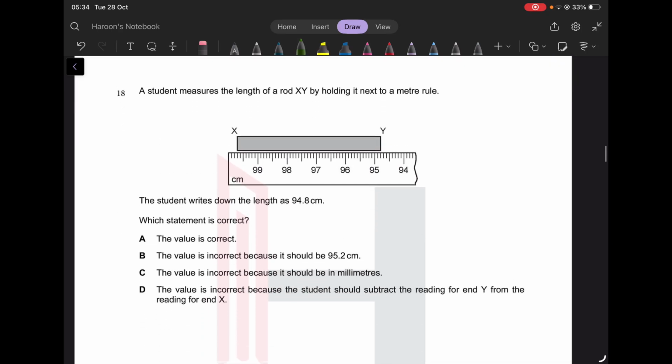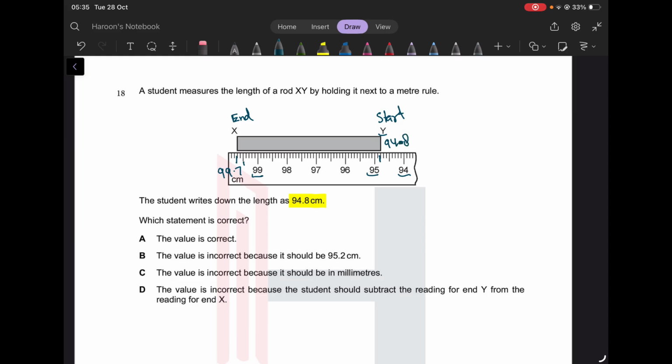Next, a student measures the length of a rod XY by holding it next to the meter rule. The student writes down the length as 94.8 centimeters. Which of these answers is correct? So first of all, this is my ending point. You can see this is 99, this is 95. So this X is my ending point, and 99, this would be 99.5. This is 99.7, and my starting point is this particular value. This is 2 behind 95. You can see I have 94 over here. So this is my starting point. Y is actually 94.8.